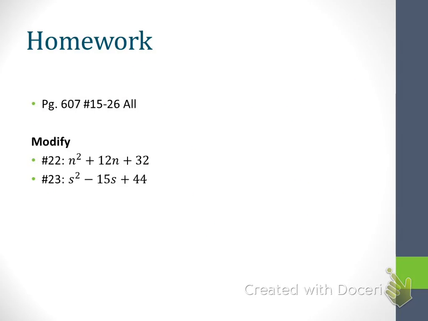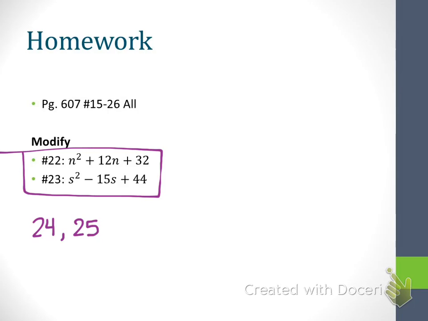This is tonight's homework. Page 607, 15 through 26 all. You are going to modify number 22 and number 23 in the book. They should say this right here. I want you to change them around to say this. Also, number 24 and 25, your factors will need to be larger than 10. You're not going to be able to just stop at 10. Okay?